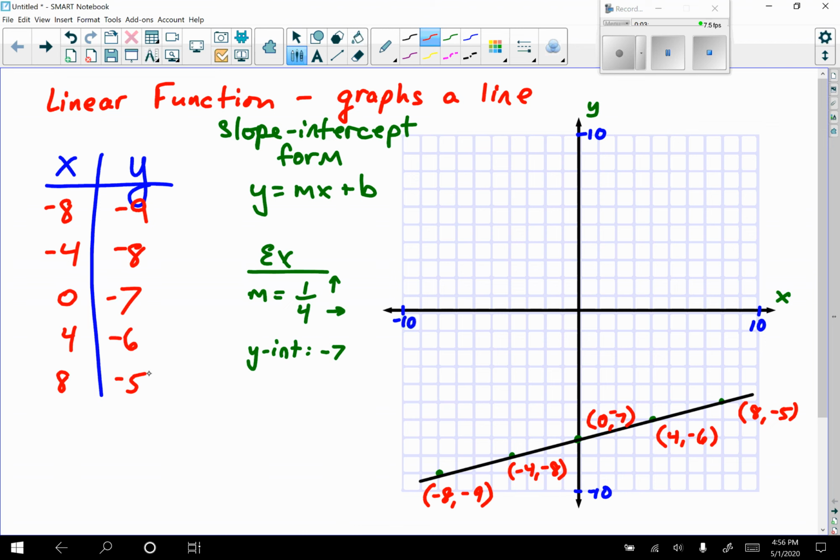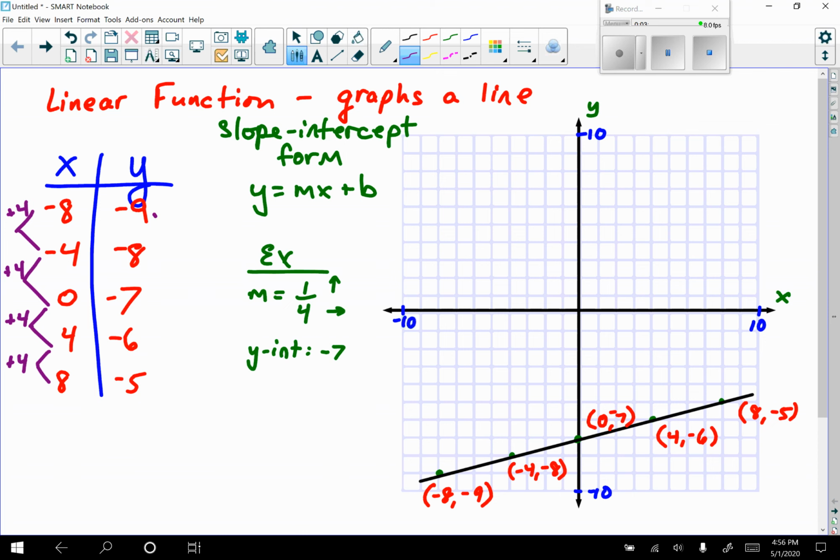Now from this table we can check that everything sort of matches here. So all my x's should be changing the same way. So if we went from -8 to -4, we're increasing by 4. -4 to 0, we're increasing by 4. 0 to 4, we're increasing by 4. 4 to 8, we're increasing by 4. So for this to be linear, all of our x's need to be changing the same way, and they are.